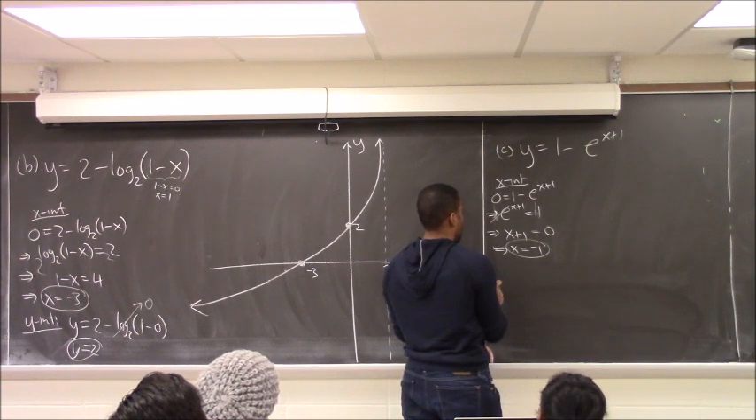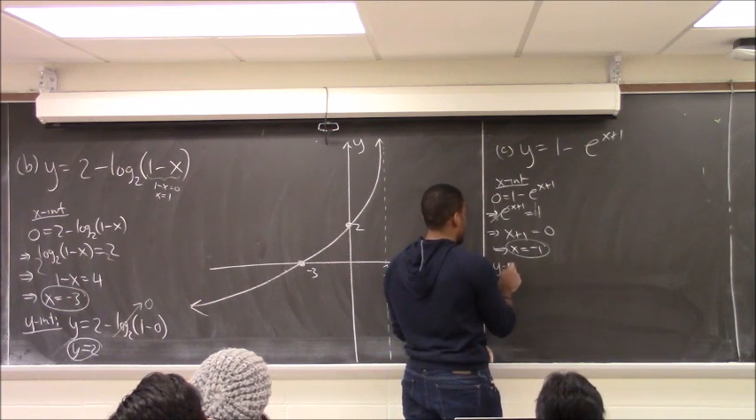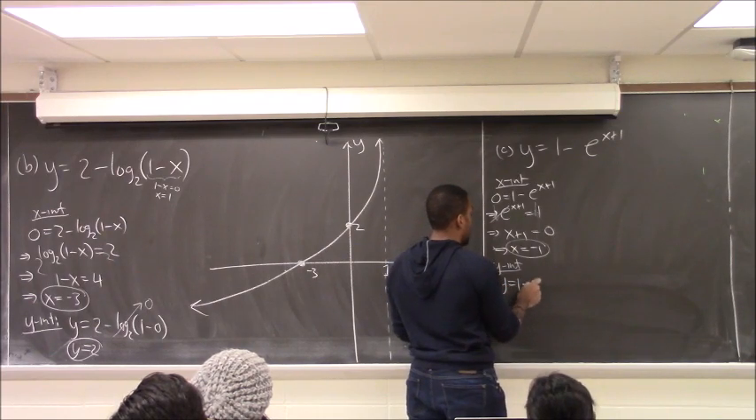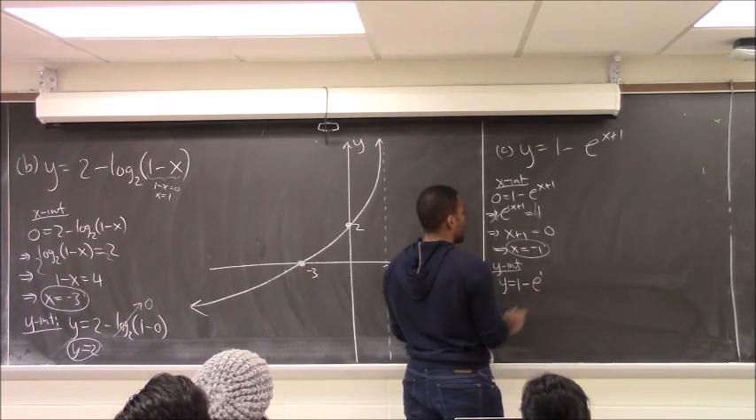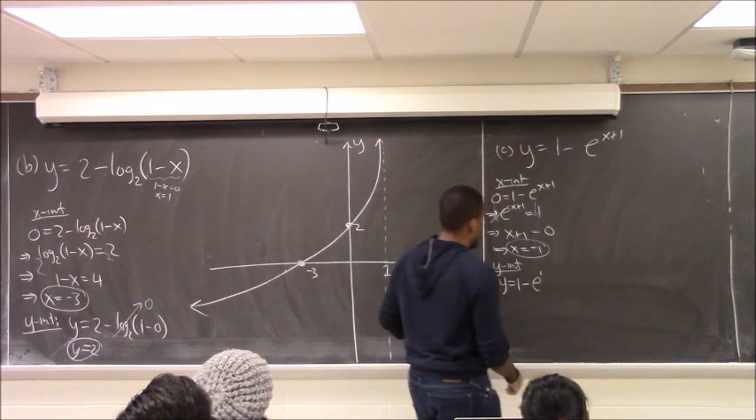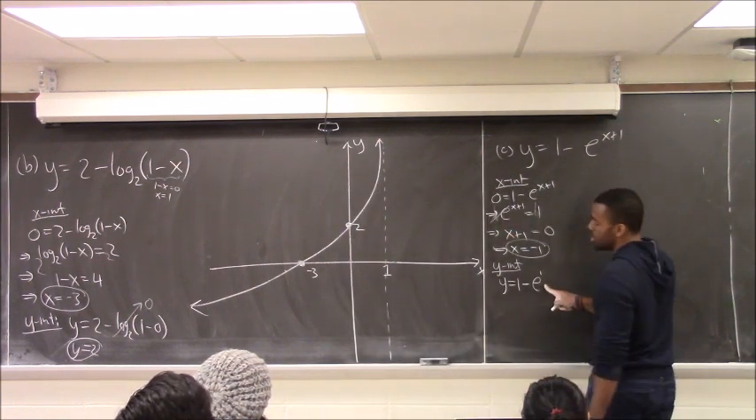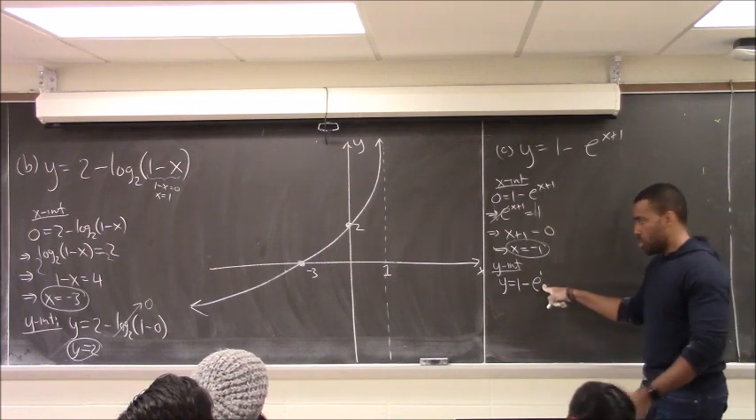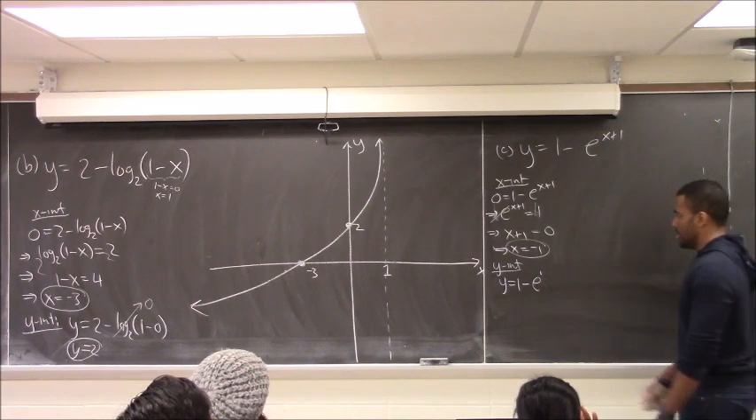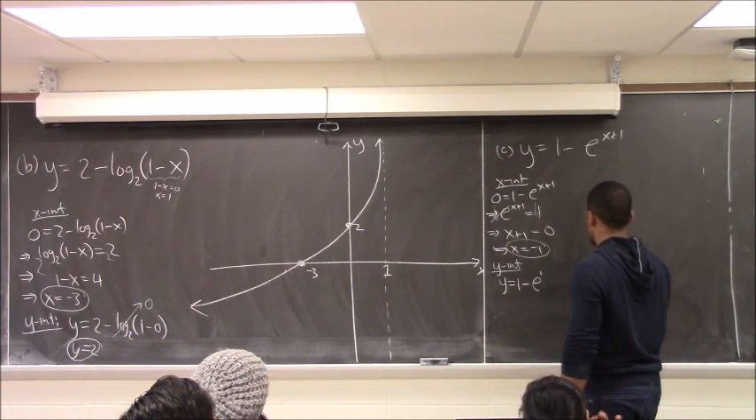Do I have a y-intercept? For the y-intercept, this is going to be y equals 1 minus e to the 1, right? Which is a number. So, remember what e is? e is 2.71 something, so this is like 1 minus 2.7-ish. So it's definitely a negative number.